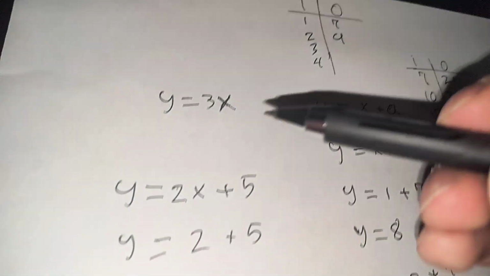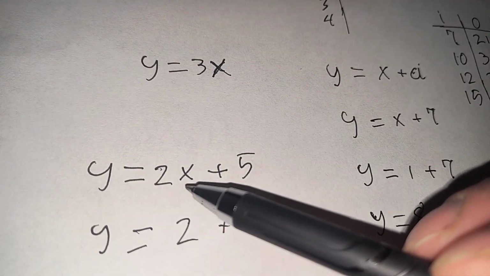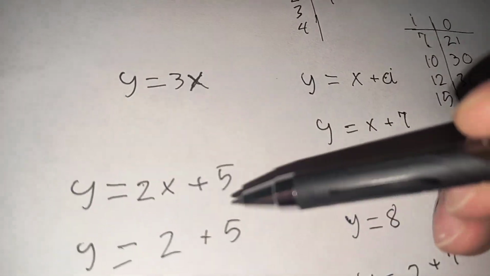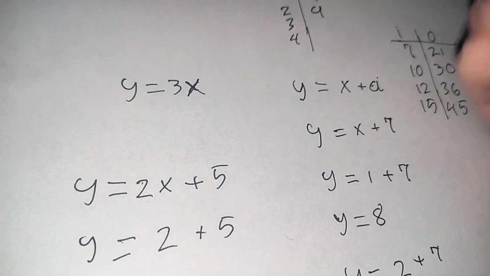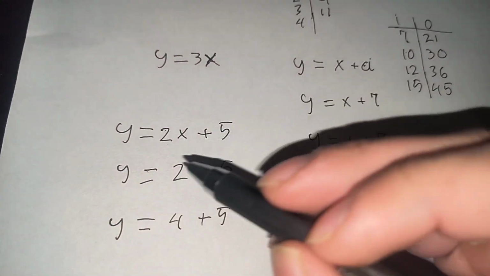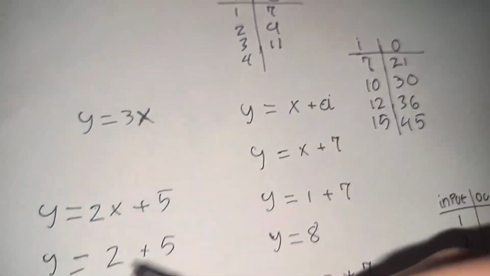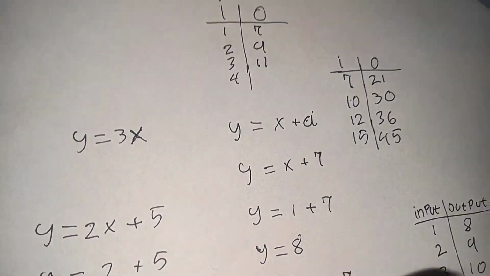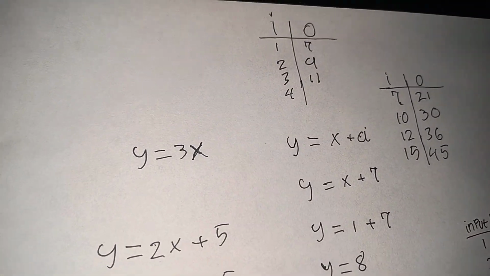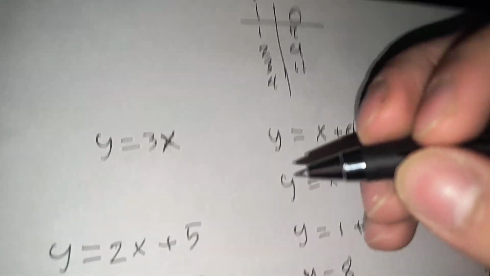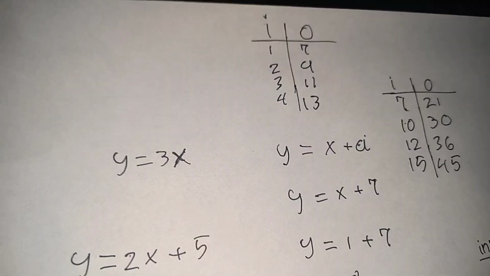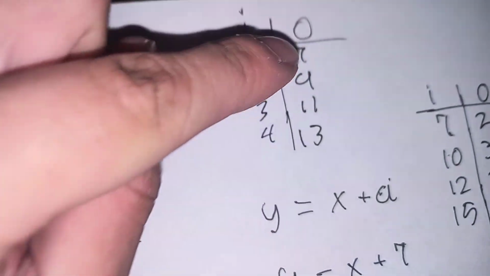What about 3 as the input? 3 is x. 2 times 3 is 6. And then 6 plus 5 is 11. So then the output would be 11. What about 4 as an input? 4 is x. 2 times 4 would be 8. 8 plus 5 would be 13. So y, or the output, would be 13. And this would be the numerical pattern.